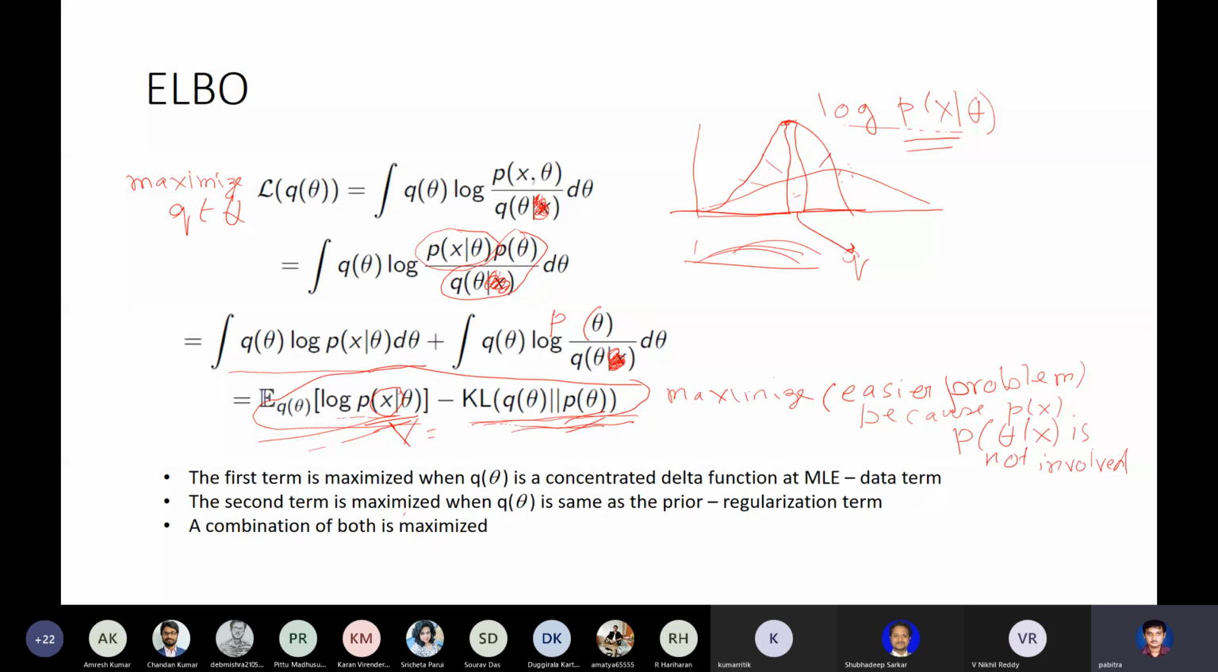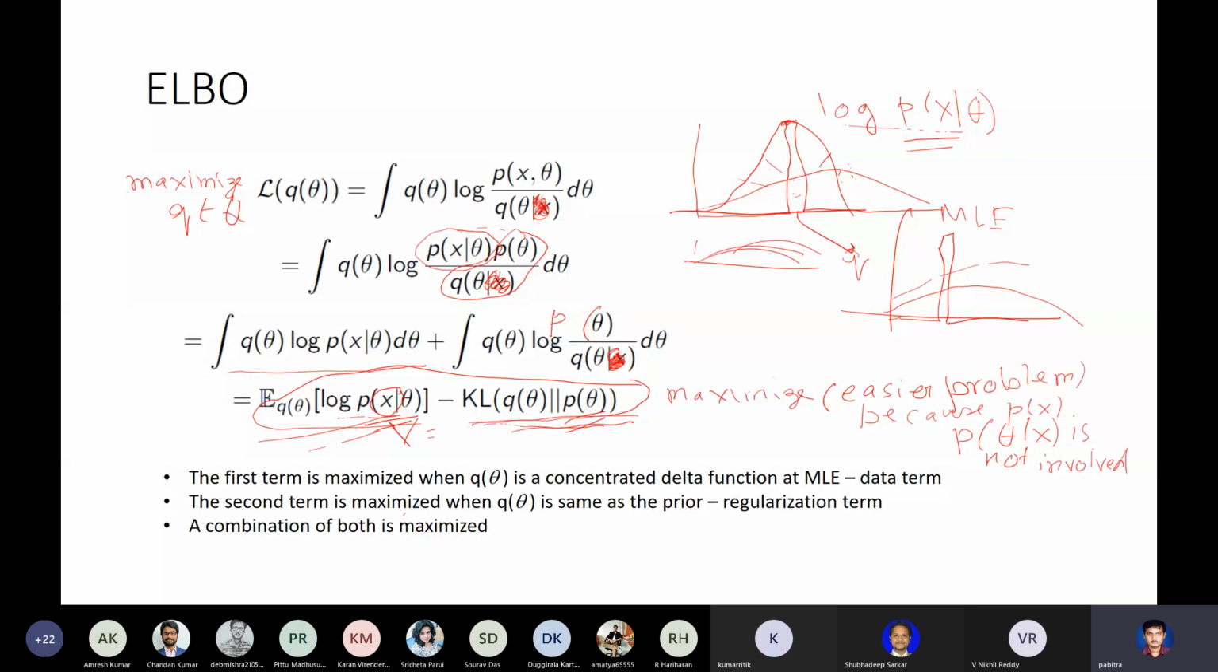So in order to maximize the ELBO, on one hand you want Q to be a distribution concentrated at the MLE. And on the other hand, you want Q to be the same as the prior, because of the second term. But we are not doing either of them. We are rather adding them up. So you want Q to be somewhere in between the prior and the data.